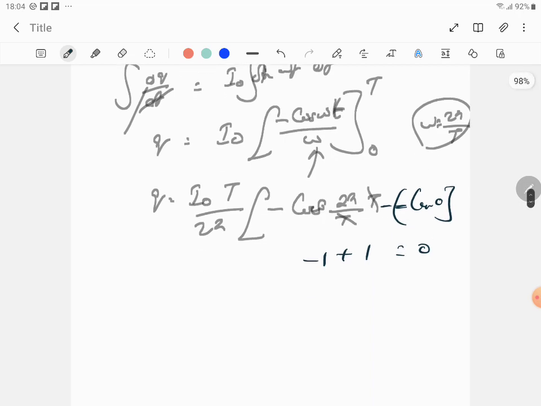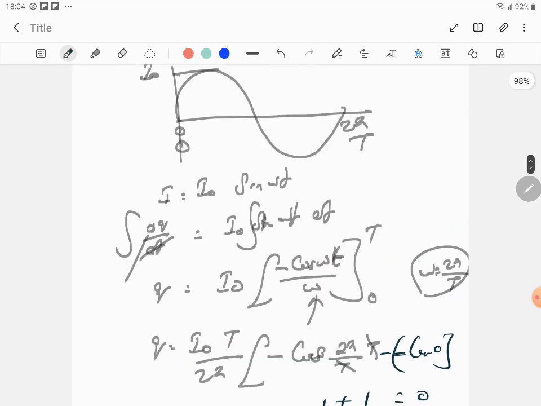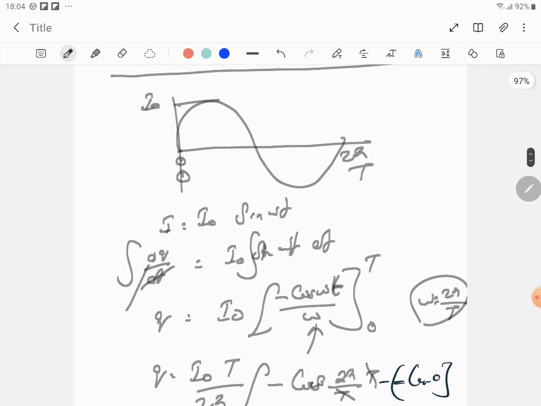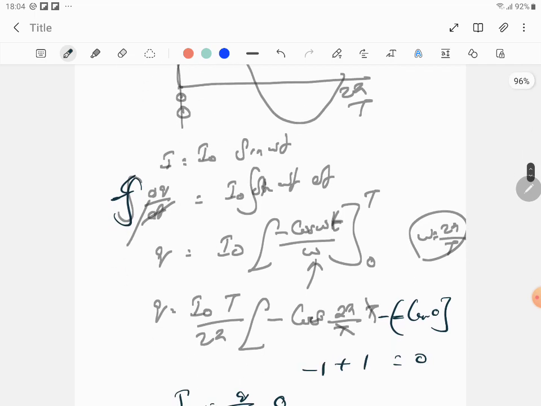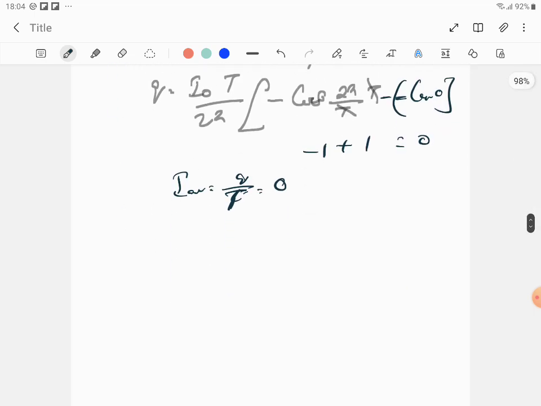The average value of current over one complete cycle is I average equal to q by t, and therefore q by capital time period, therefore it will become 0. Are you clear? So what are we doing? I is equal to I naught sin omega t from the graph. Then write I as dq by dt, take the dt to the other side and integrate. While integrating, when you put for the entire time period, it just becomes 0. Are you clear? So this is one proof that they will ask.